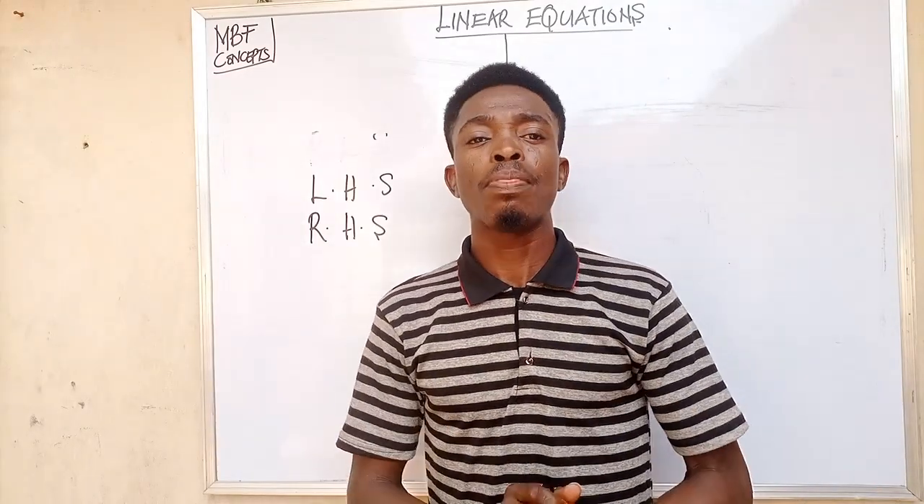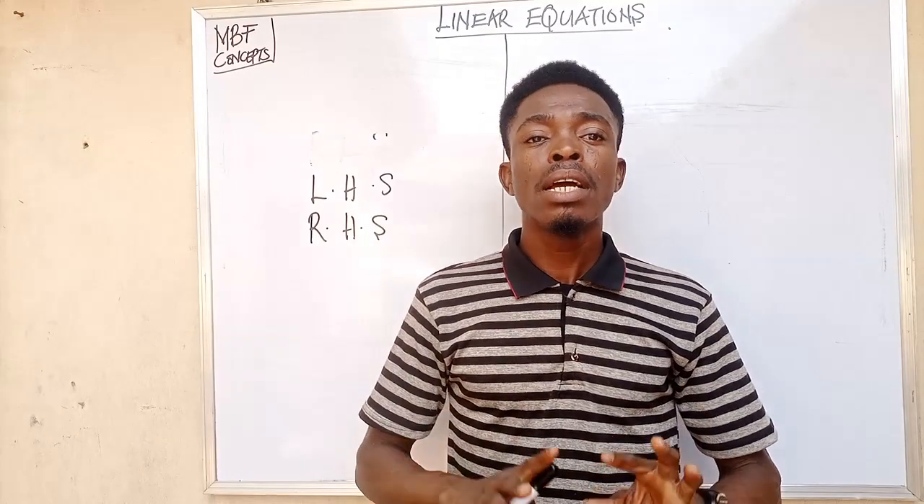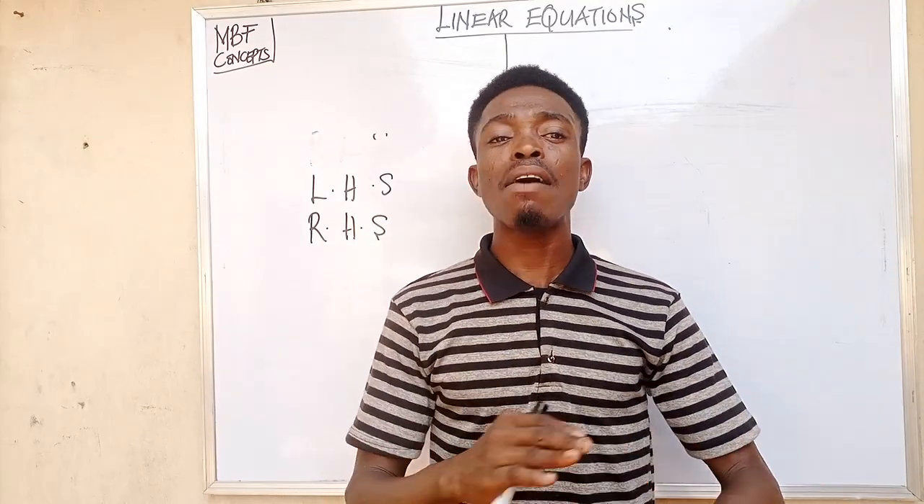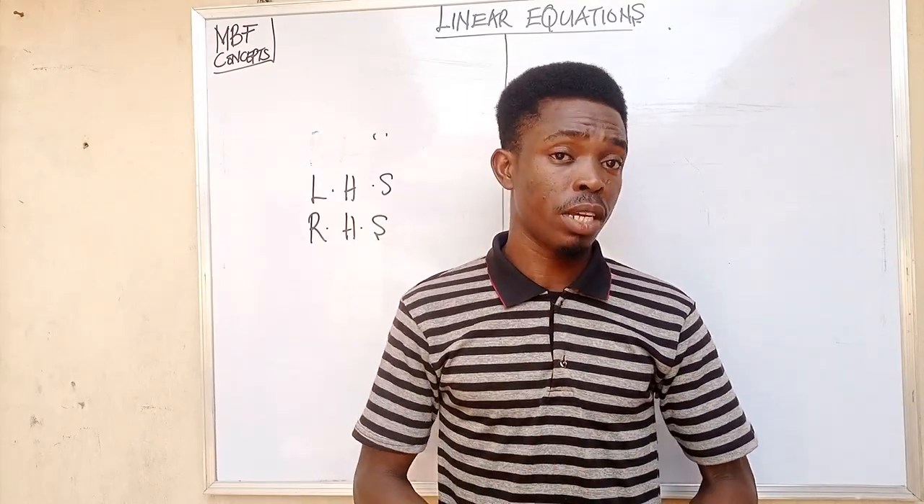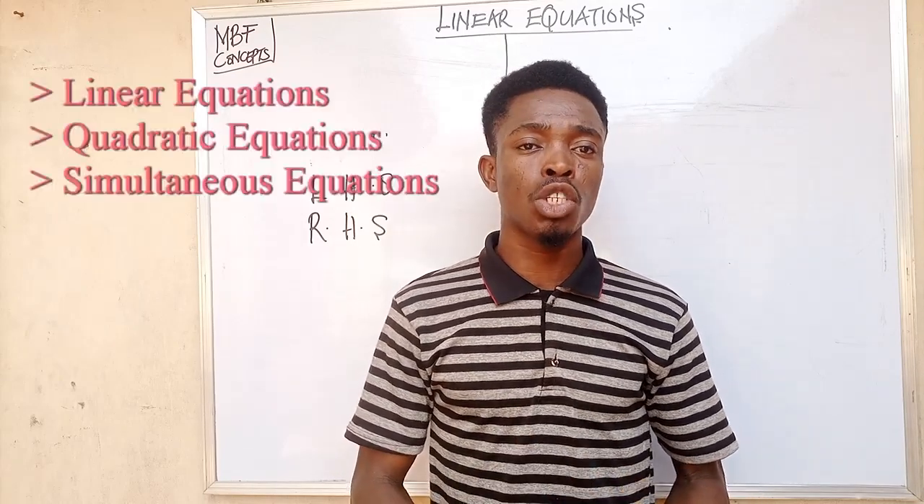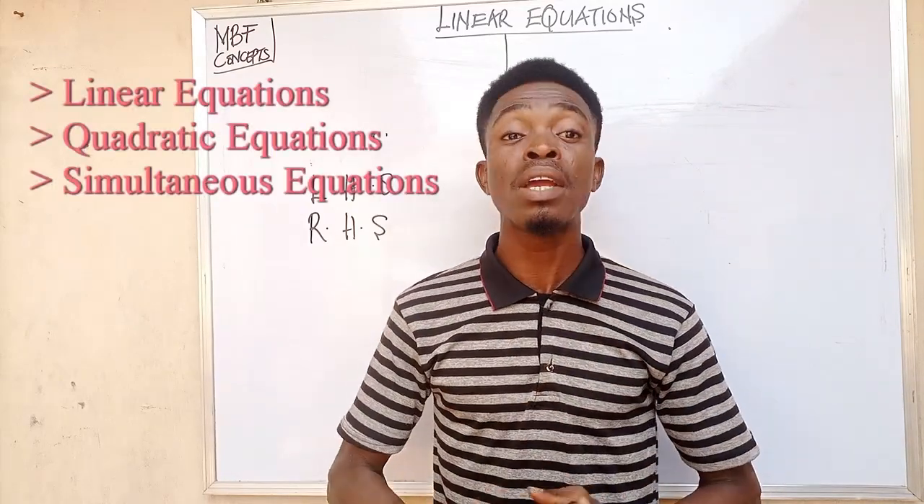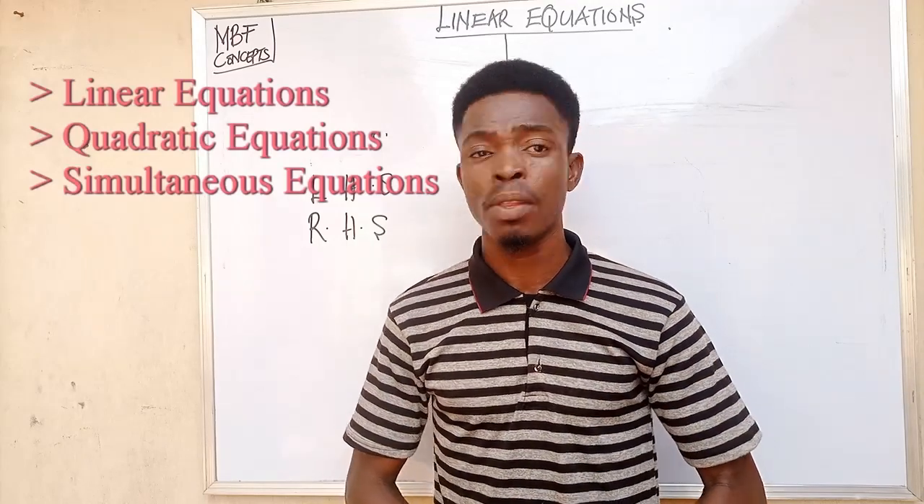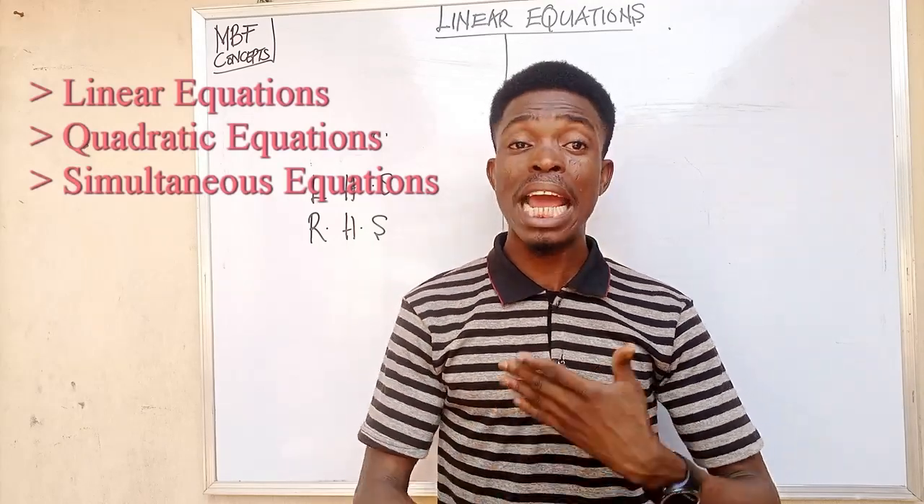All right. Now, guys, like I explained earlier, in mathematics, we have so many types of equation. Yes, we have so many types of equation. And one of them is linear equation, which is a case study of what we are looking at now. Then we have what we call quadratic equation. We have what we call simultaneous equation, etc.